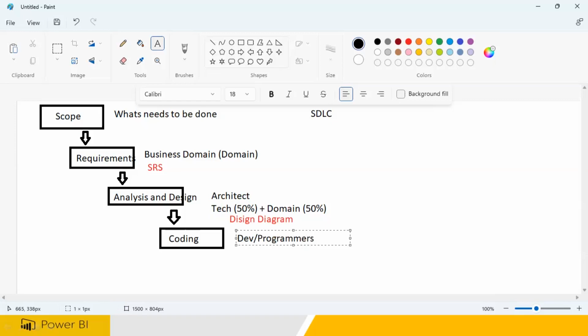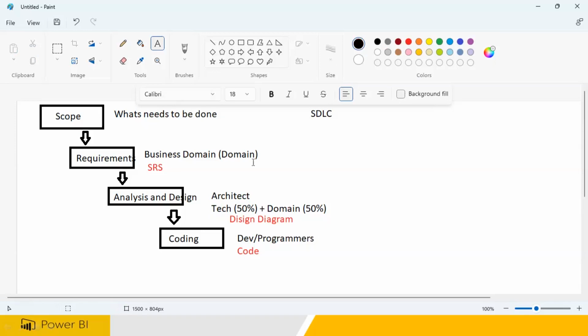So what is the output? Output will be code. For every phase, you have to get some output, right? So from this phase, you are going to be getting the code. Code could be Power BI code, Java code, SQL code. Some code you are going to be writing.